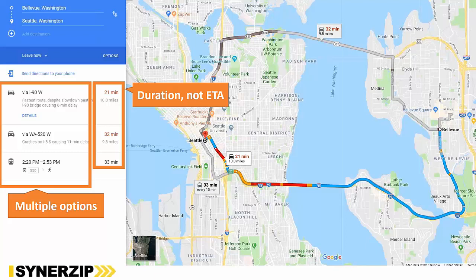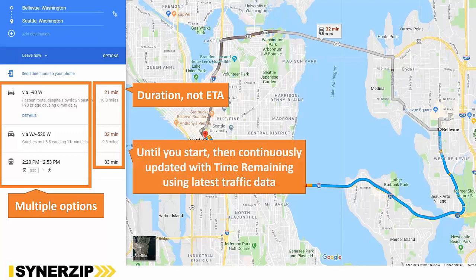So Google don't present a time until you leave home, until you say start navigation. And the moment that you do that, they give you an estimated arrival time, and they continuously update it and the time remaining using the latest traffic data. So once you've started, they're continually tracking your progress, and they understand, given the latest data we have now, which we didn't have when you did the original forecast, how far and how long it's going to take you to get there.